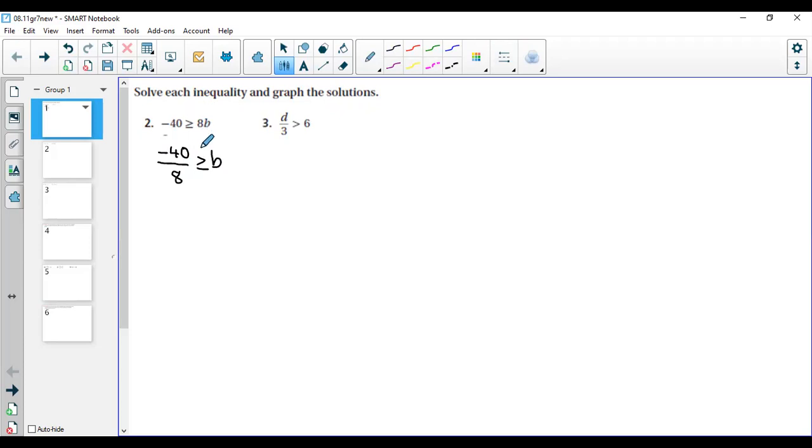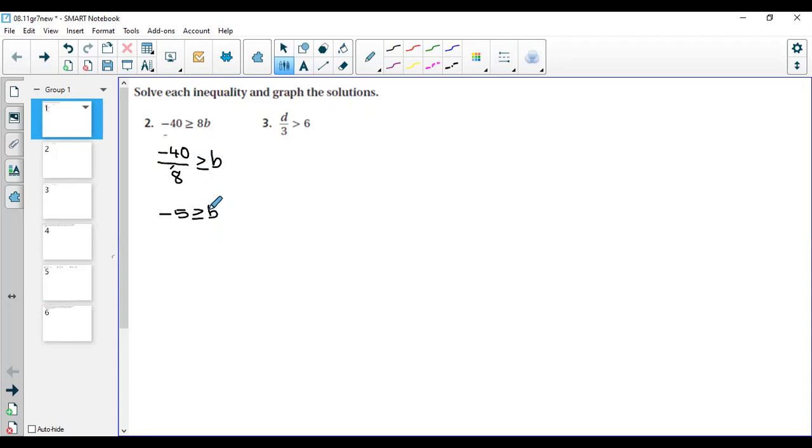I told you already, not the number which you are dividing, the number by which you are dividing. There's a big difference between the sentences I'm saying. This is the number which you are dividing, but this is the number by which you are dividing. So if the number by which you are dividing is negative, then you need to flip the sign. So here there is no need to flip the sign. So this is going to be negative 5 is greater than or equal to b.